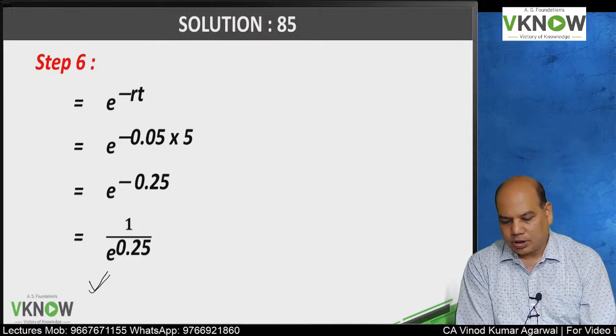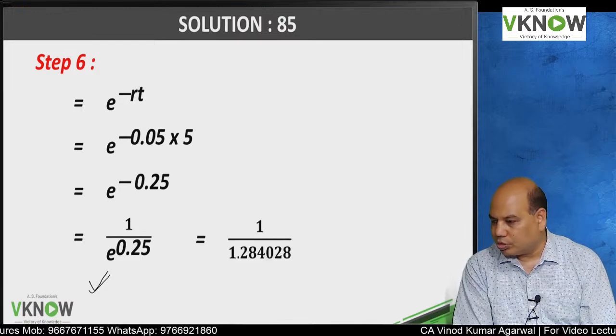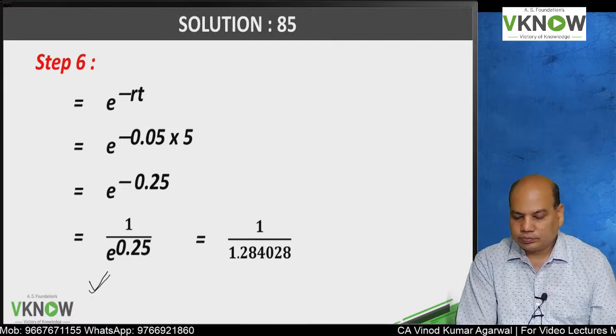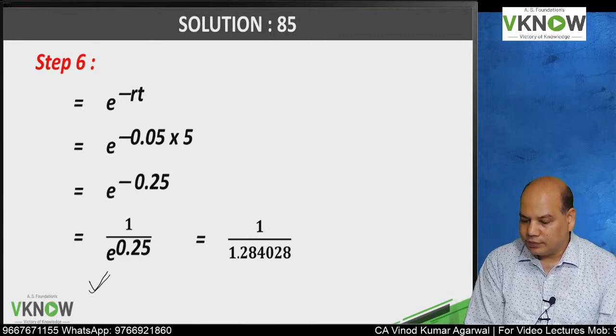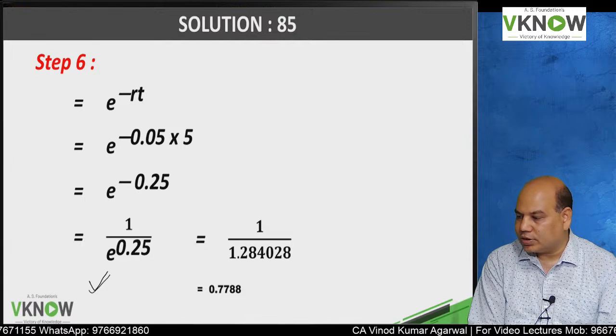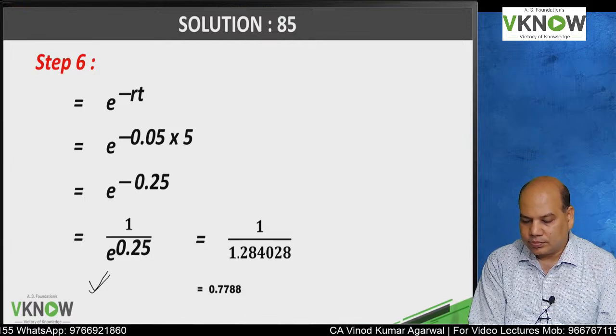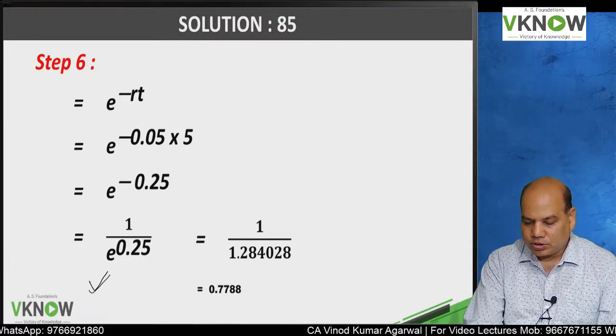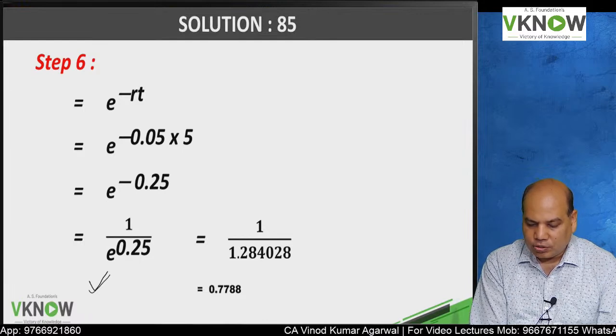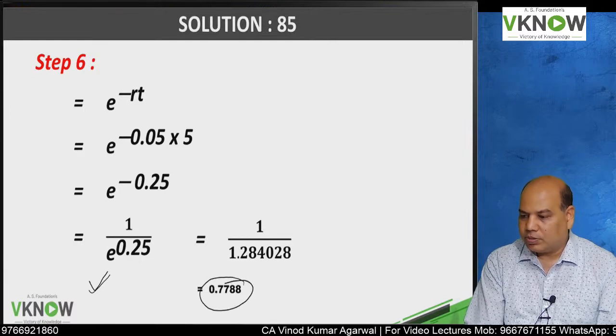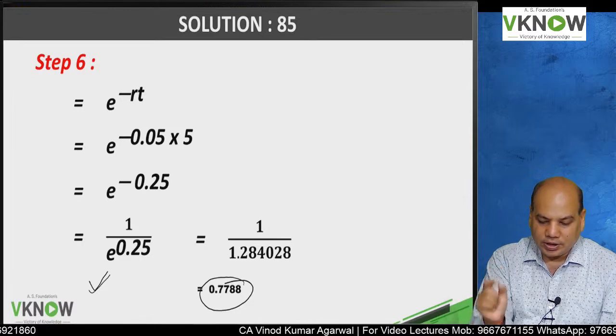One student has replied 1.2840. Very good. 1.2840, or you can say 0.7788. No problem. Factor is 0.7788. Present value factor will be 0.7788.